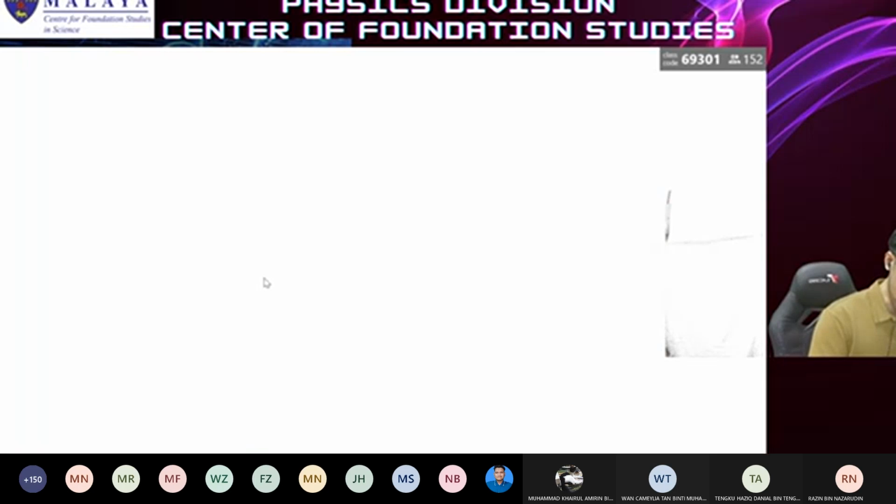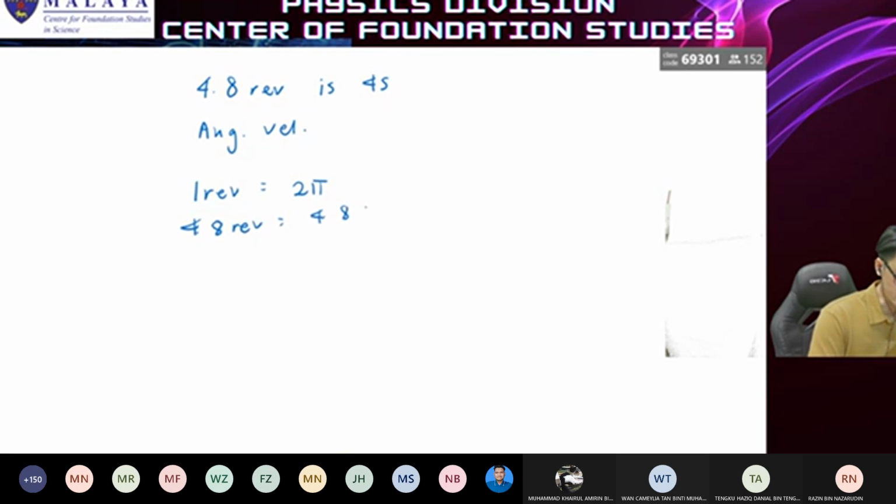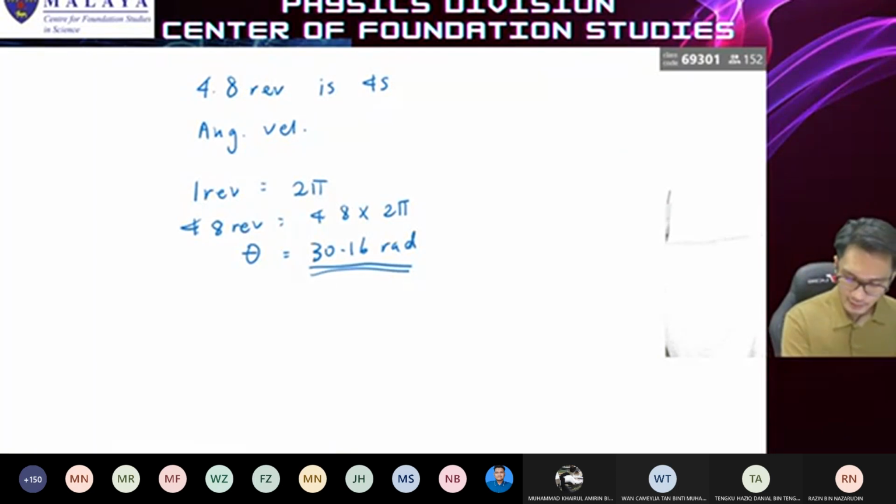Okay, dia bagi dalam soalan 4.8 revolution in 4 seconds. What is its angular velocity? Okay, so we know lah, 1 revolution is equal to 2 pi. Right, jadi 4.8 revolution, it is equal to 4.8 times 2 pi. Right, and then this one is equal to 30.16 radian. So what is this actually? This one is angular displacement ataupun theta. Right, alright, and then in 4 seconds, what is the angular velocity?